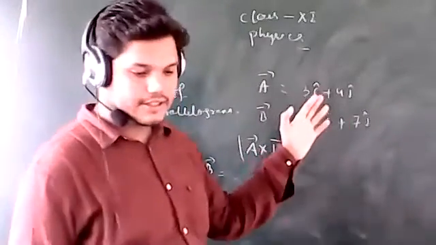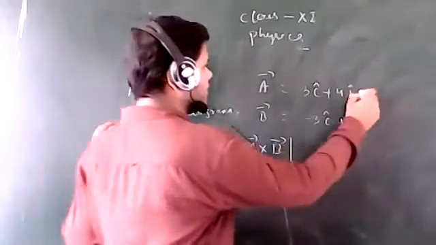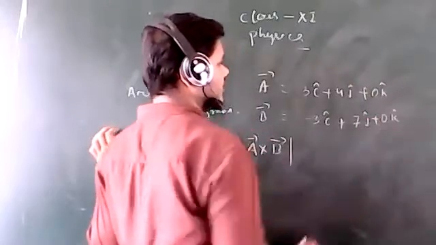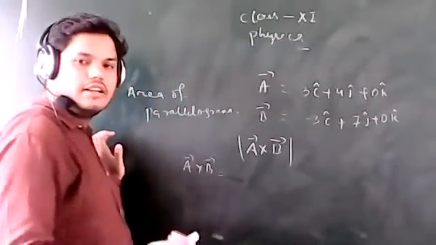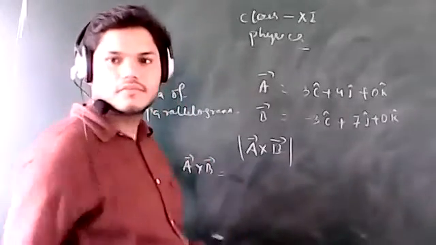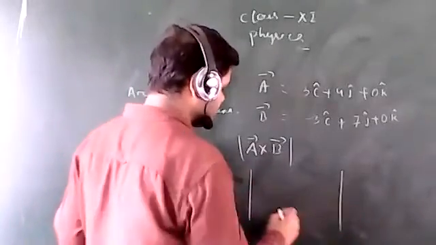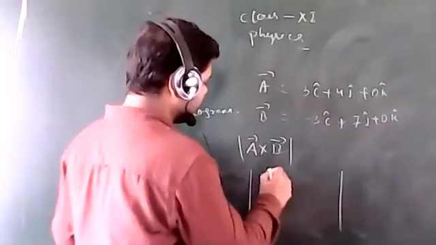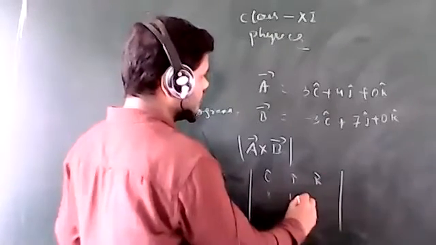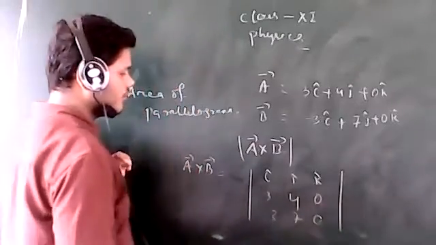Here there is no K cap, so we have to consider K cap as 0. Yes or no? So you can write plus 0 K cap. If the K cap is not mentioned, you can symbolize it as 0. So you have to do the determinant, with I cap, J cap, K cap in the first row, then 3, 4, 0, and then 3, 7, 0. So how can you find the value?